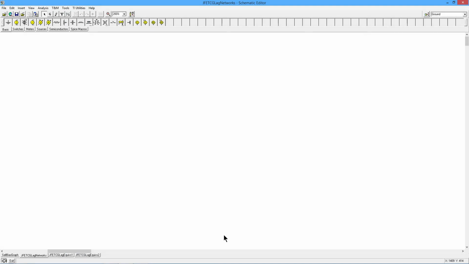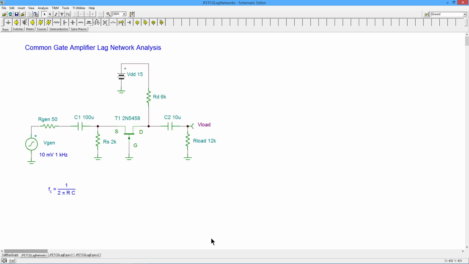Today's topic is JFET Common Gate Lag Network Analysis. How's that for a mouthful? Basically, we want to find out what the high frequency performance is for a JFET Common Gate amplifier. In other words, one of these.